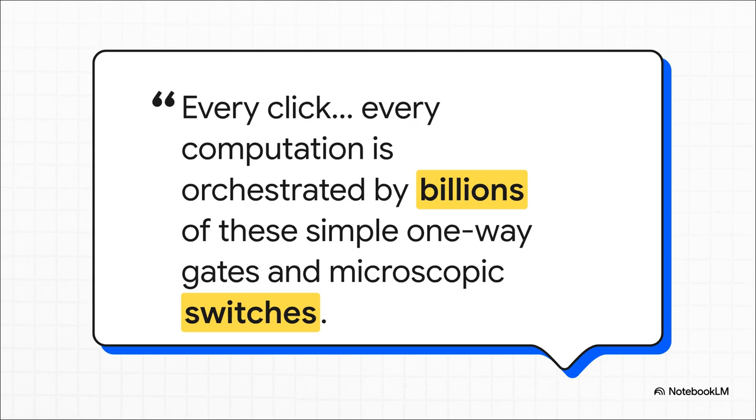So the next time you swipe on your phone, or click your mouse, or even just turn on your TV, just take a second and remember what's really happening under the hood. Every click, every swipe, every single computation, it's all being orchestrated by billions of these simple one-way gates and microscopic switches, all working together in perfect harmony.